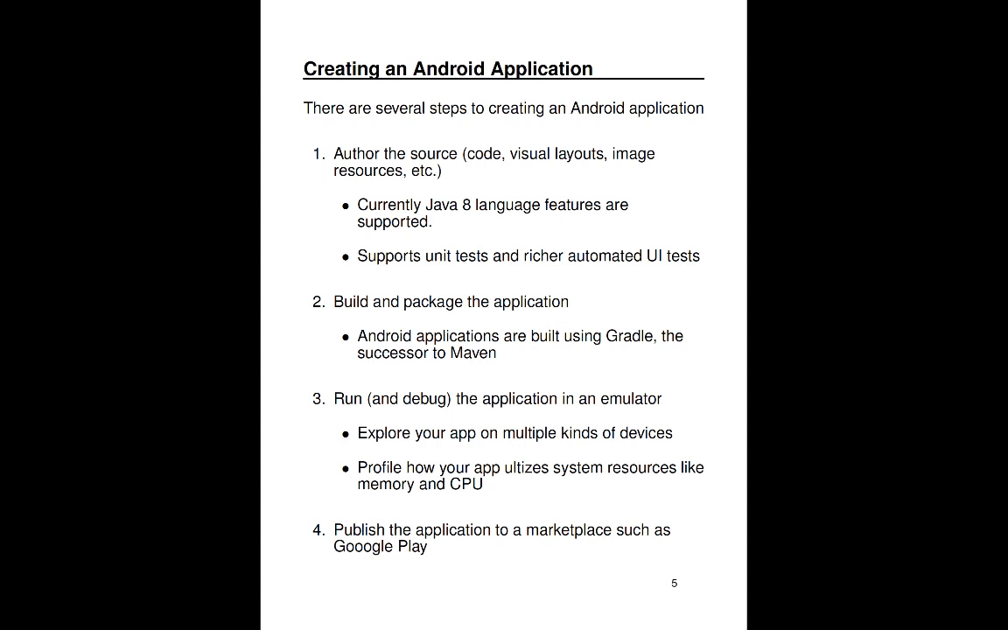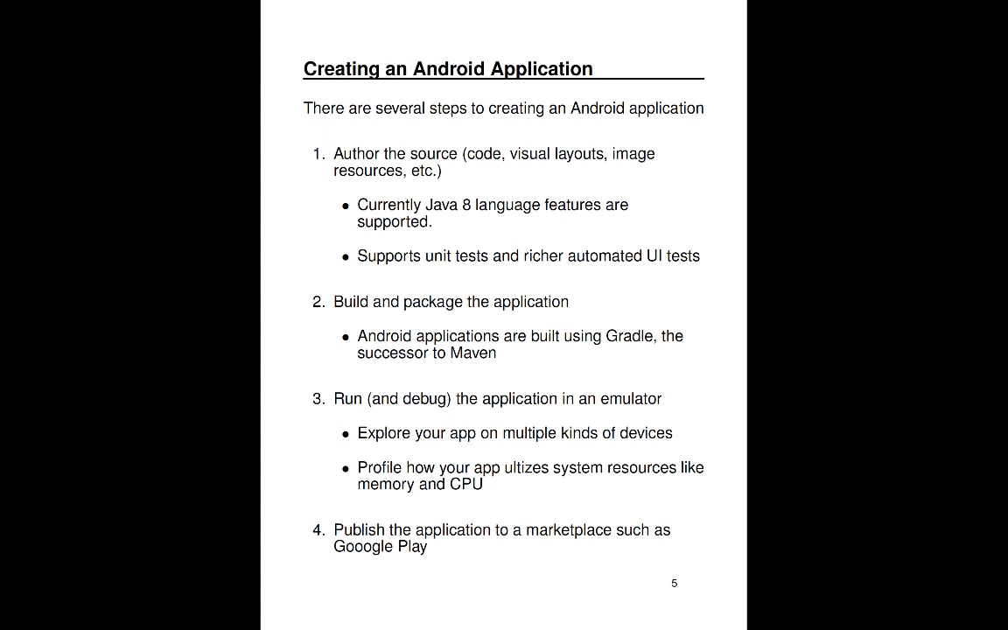And one of the nicest things about Android development is that it's just like developing other applications. So it supports unit tests, richer UI automated tests, code coverage, all that good stuff that leverages professional software engineering techniques to help you go faster and safer. After you've authored the application, then you build the application and package it up for deployment. Android applications are built using Gradle, which is a successor to Maven. Once the application is built, then you can run, and of course debug, the application inside a device emulator.